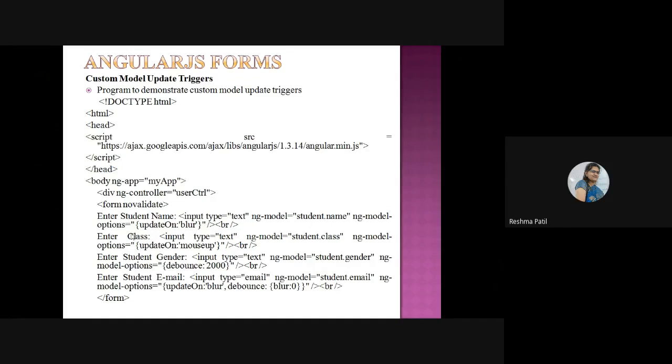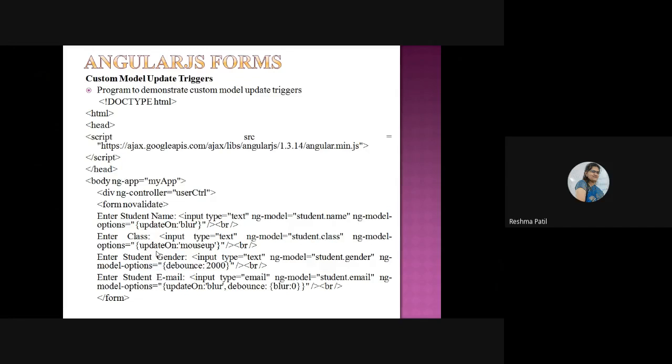Then enter class. Input type is equal to text. It is also a text box. ng-model student.class. ng-model-options updateOn mouseup. Means when you write the text into this text box and release the mouse, at that time it will update the text into this student.class variable.